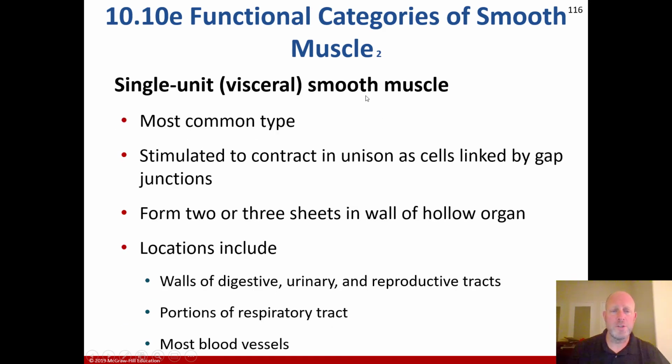Our single unit smooth muscle, the visceral, is the most common type. It's stimulated to contract in unison as cells are linked by gap junctions. It forms two or three sheets in the wall of a hollow organ and includes the walls of the digestive system, the urinary system, reproductive tracts, portions of the respiratory tract, and most blood vessels. That's what you're most commonly going to see in these single unit smooth muscles.